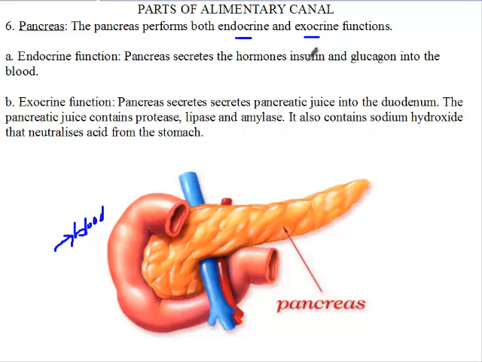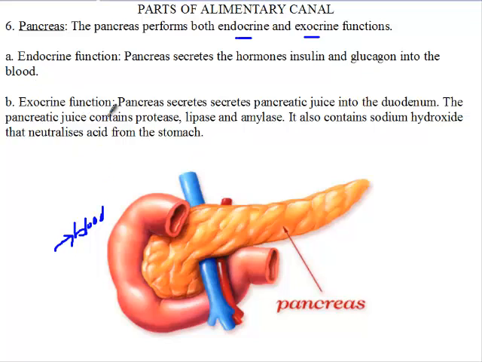Now, glucagon is secreted when there is less glucose in the blood. So when glucagon is secreted, it tells the body to convert some of the stored food substances into glucose for energy. That is the endocrine function of the pancreas. It secretes the hormones insulin and glucagon into the blood.